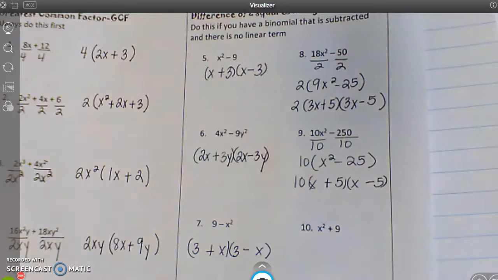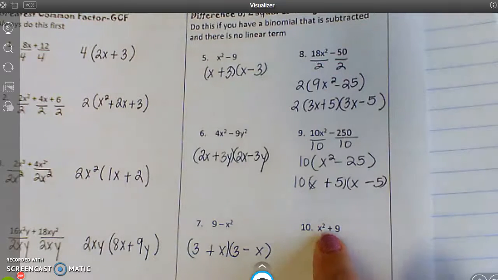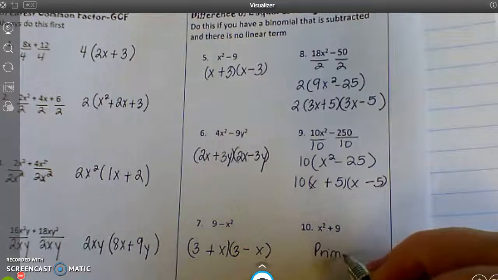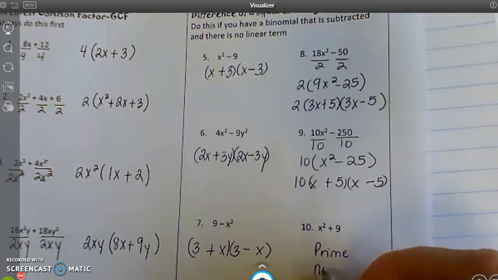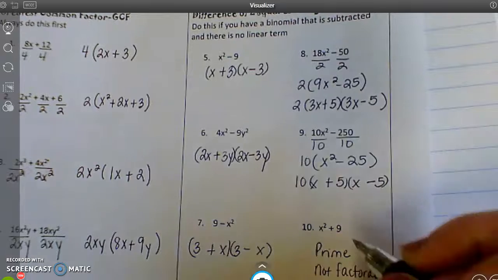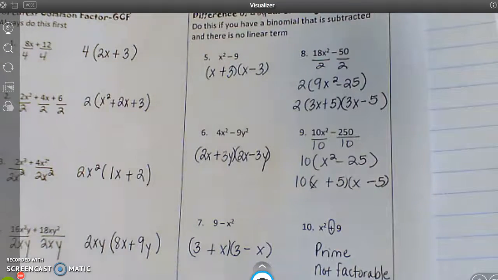The last one, it has a plus in the middle. It is two squares, but it's a plus. It's not a difference of two squares. We just call this prime or not factorable. And it's because of that plus. It only works whenever it's a difference.